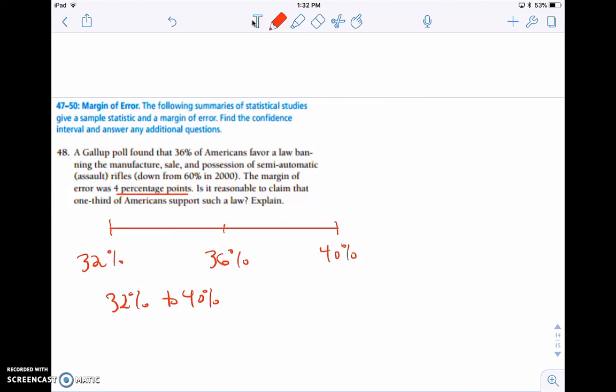And is it reasonable at the end here? It says, is it reasonable to claim that 1/3 of Americans support such a law? Well, 1/3 is approximately 33.3%, which definitely lies in our confidence interval. So we would definitely say yes, because it is in the confidence interval. It's reasonable to claim that 1/3 of Americans would support such a law based on our statistical analysis and this poll. So that's a look at Unit 5A.